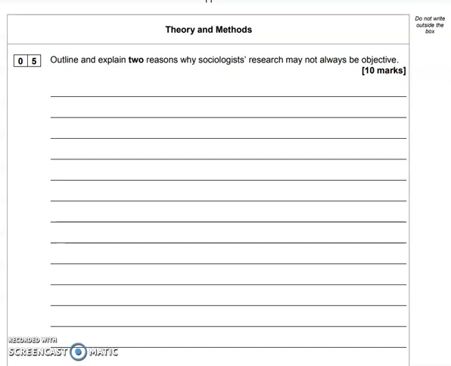So this question was asking for 2 reasons why sociological research may not always be objective. The word objective tripped a few students up here, in that they confused it with reliability or being representative or validity. But your better responses did understand what that meant.